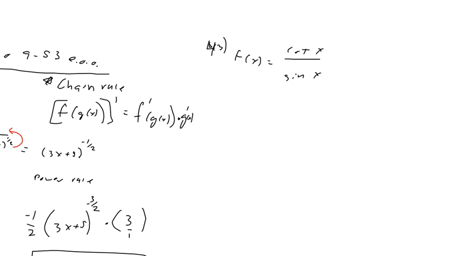Maybe. 9, 13, 17, 21, 25, 29, 33, 37, 41, 45, 49, 53. Yeah, I guess 43 was not on the list. 43 and 47 weren't part of it. Well, okay. 41 and 45 were, though, huh?